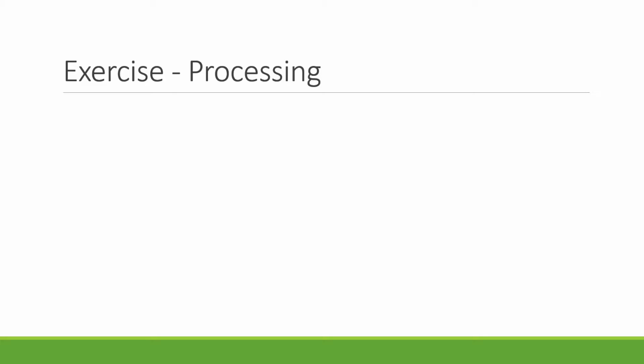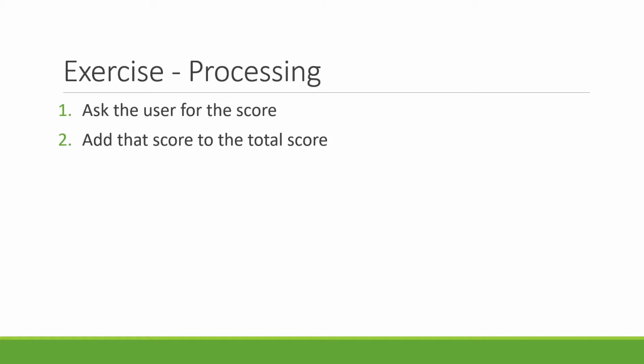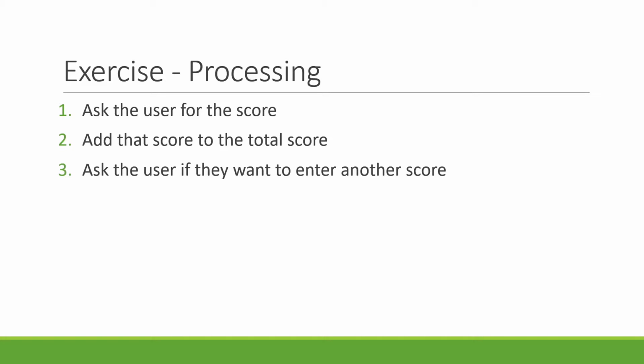Let's look at the first task, adding each score to the total. To do this, we're going to need to do three things. We're going to need to ask the user for a score. Then we take that score and add it to the total score. And then we ask the user if they want to enter another score. Now we'll have to repeat those three tasks until the user does not want to enter scores anymore.